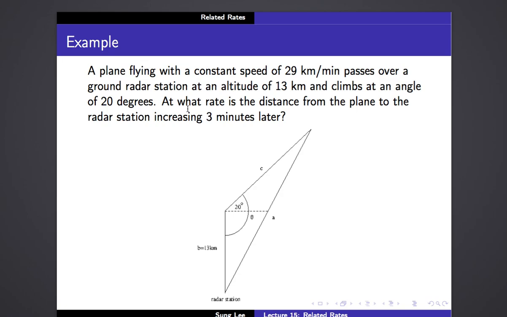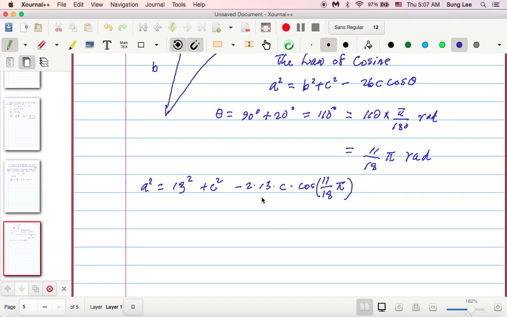Now, the question is: at what rate is the distance from the airplane to the radar station increasing 3 minutes later? So we are trying to find dA/dt, because A is the distance between the radar station and the airplane in 3 minutes. So we are trying to find dA/dt, and obviously we are going to differentiate this.